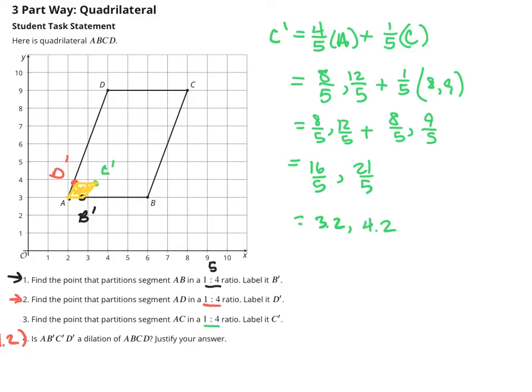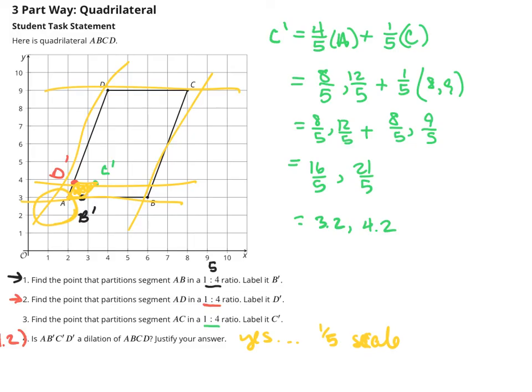Not bad. Is A prime, B prime, C prime, D prime a dilation of ABCD? Justify your answer. Yes, it's a 1/5 scale dilation. All the angles are the same because our lines are parallel. Each one of these lines is parallel to the one that we shrunk it from. So all of our angles are holding. It's just a 1/5 dilation. Our scale factor is 1/5. Our center is A, so it just scaled in. Cool.